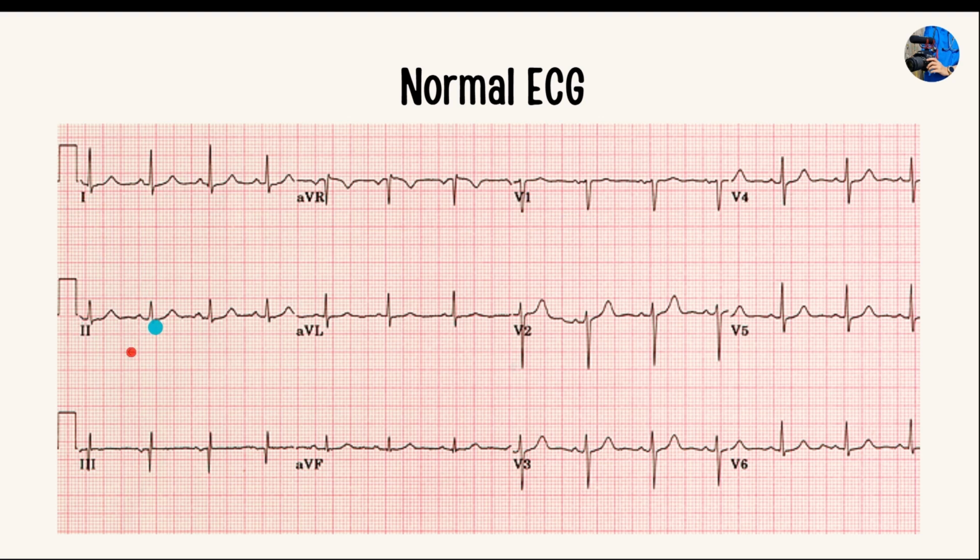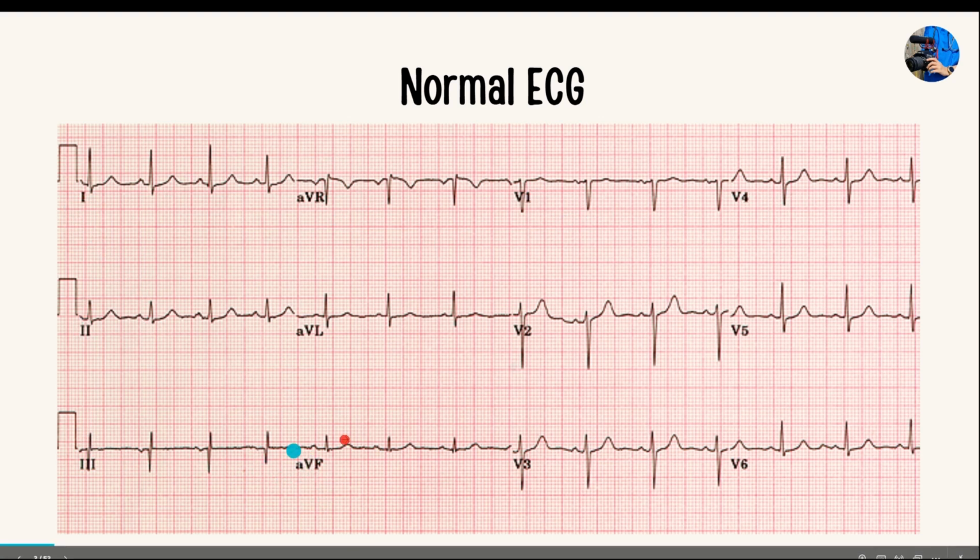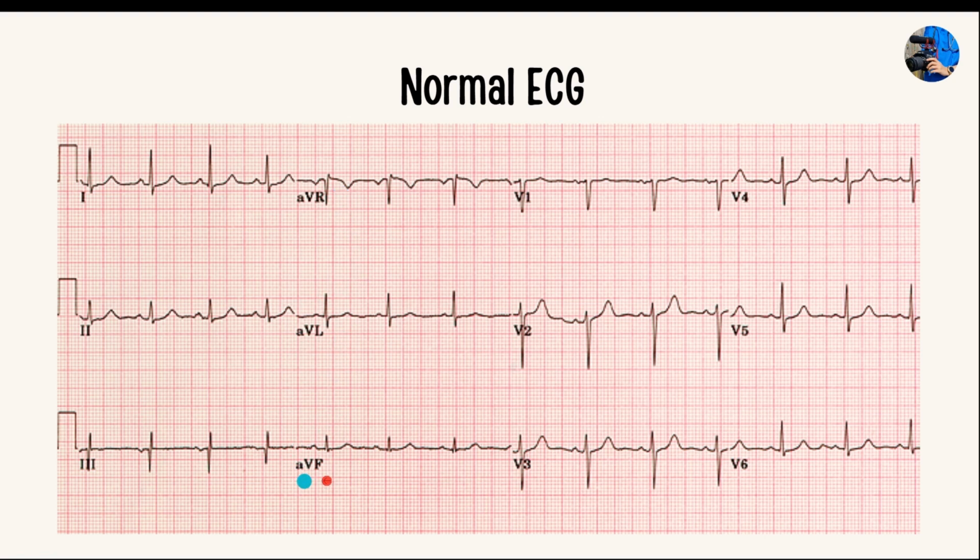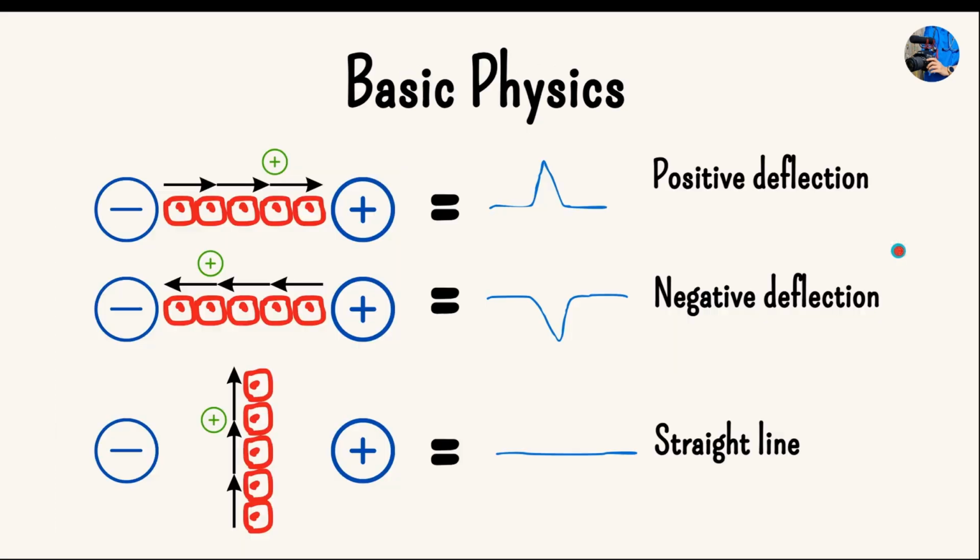So we've got leads 1, 2 and 3. Then we've got the augmented leads here, AVR, AVL and AVF. And then we have the chest leads from V1 through to V6. Hopefully on most ECGs that you'll see, this is the notation that is used. And then also normally at the top, you'll have some details about the patient, and most ECG machines nowadays will actually tell you what's wrong in the ECG. However, do not always follow that. It's very important that you are able to understand the patterns on your own as well.